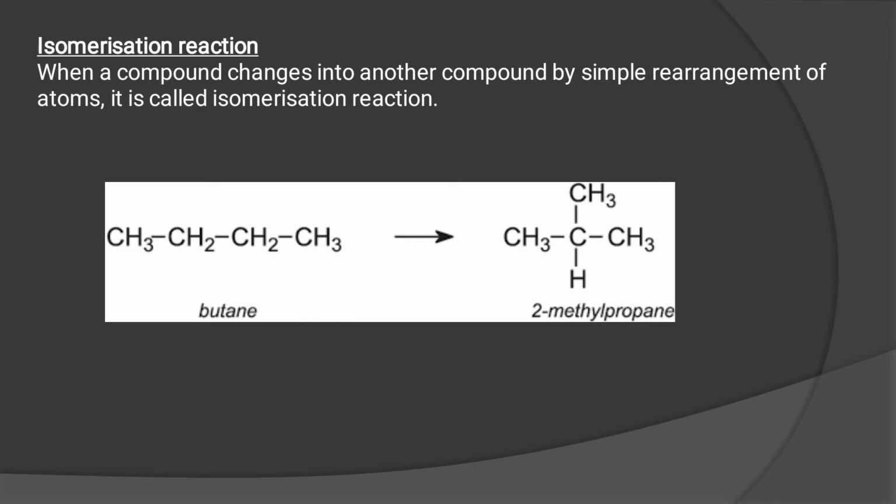Here we have butane and here we are getting 2-methylpropane. If you look at the formula, it is the same. Here the carbon count is 4 and here also the carbon count is 4. And if you look at the hydrogen, here the hydrogen is 10, and here also the hydrogen atoms are 10, but the molecular arrangement is different, so the compound has become different. So this is what an isomerization reaction is all about.